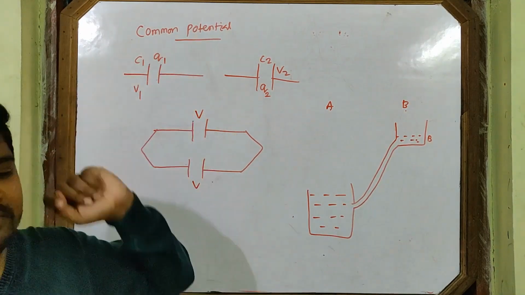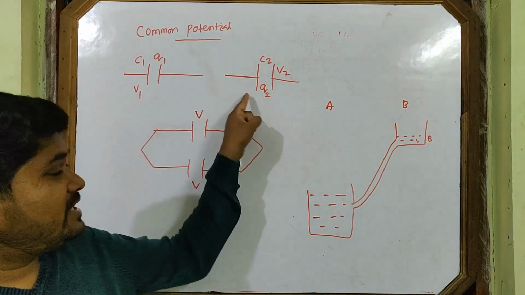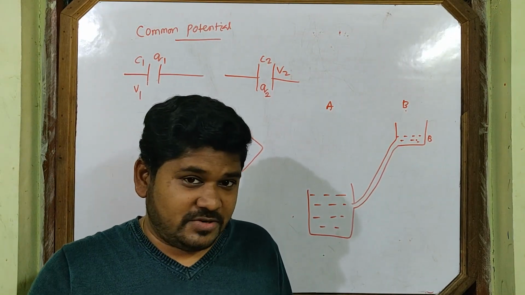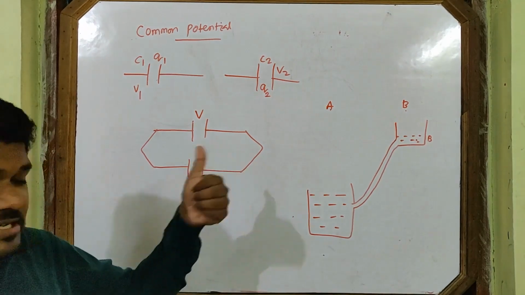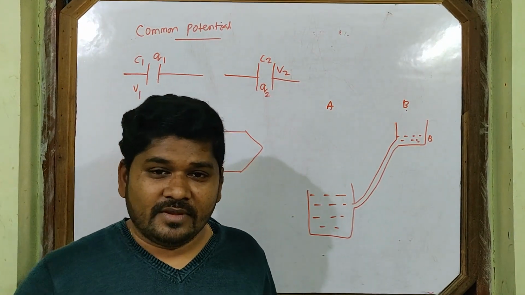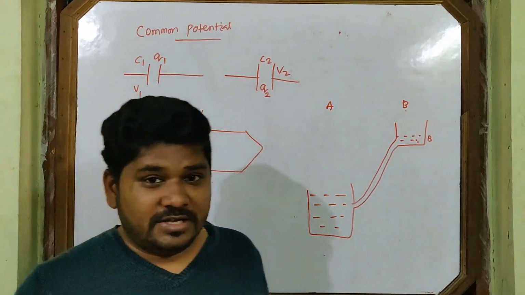That one we will discuss today. If two capacitors are connected, then charge flows from one to another, from higher potential to lower potential, till the potential is the same. When potential is the same, then charge stops moving. This one we will discuss as common potential.